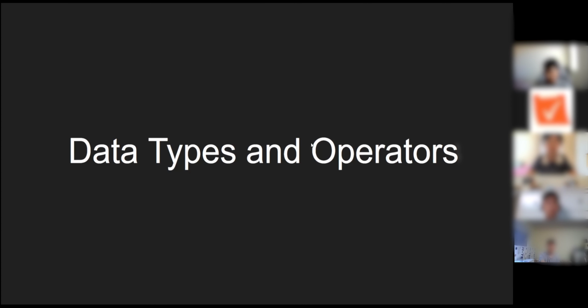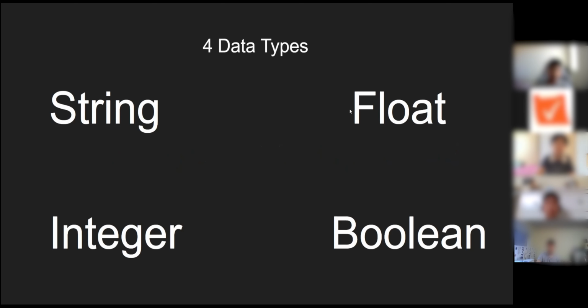Okay, I'll start now. We're going to go over data types and operators. There are four different data types: strings, floats, integers, and booleans.